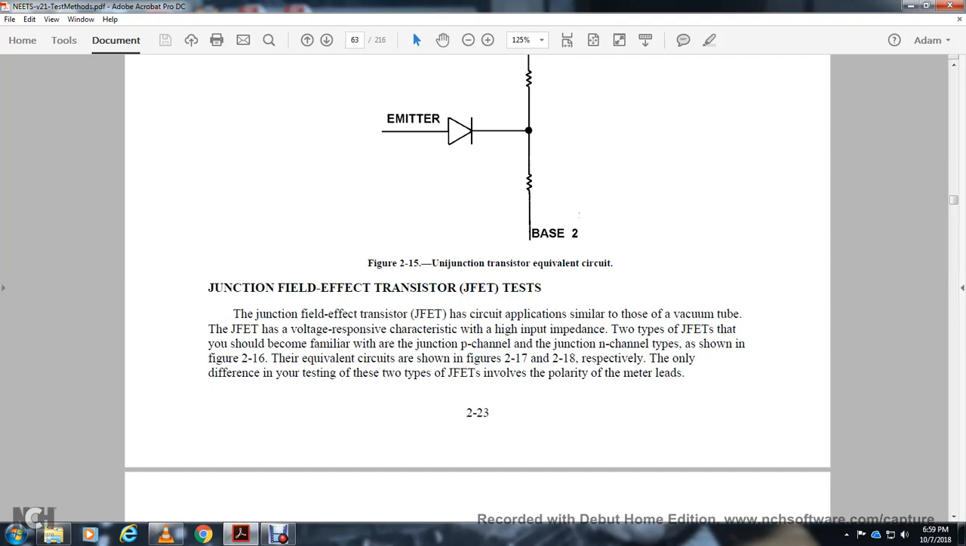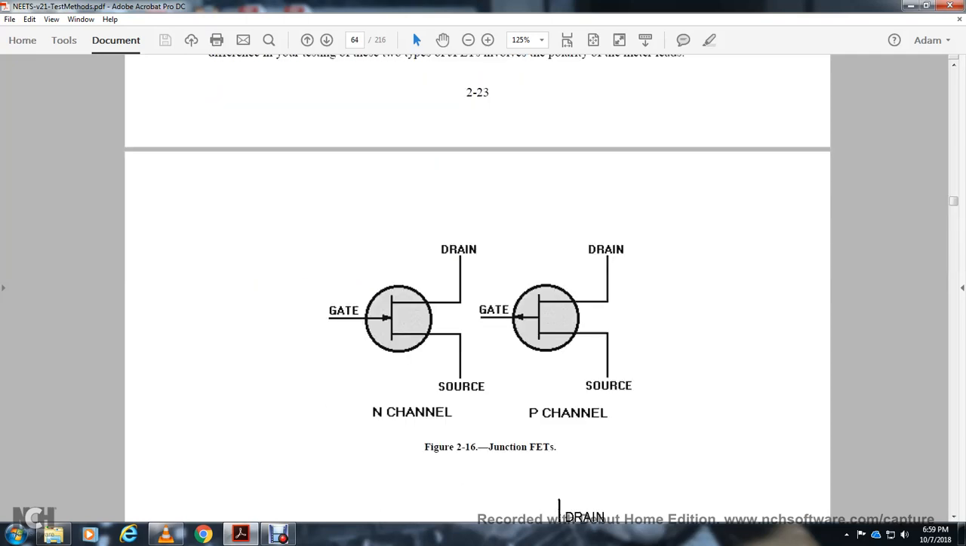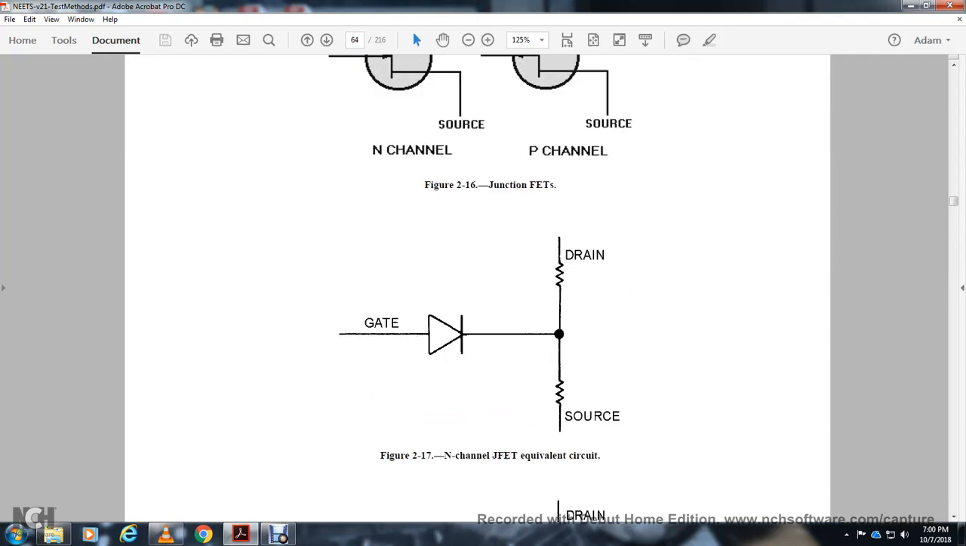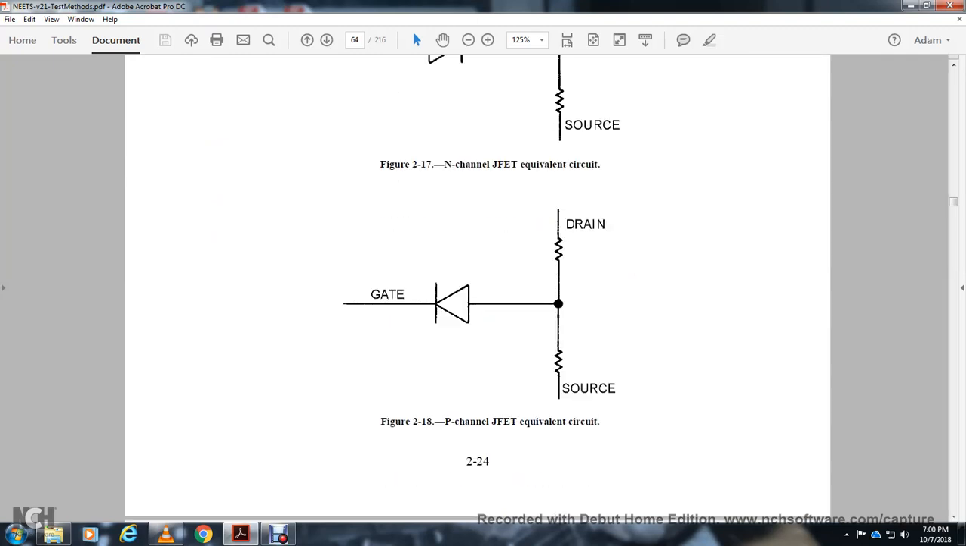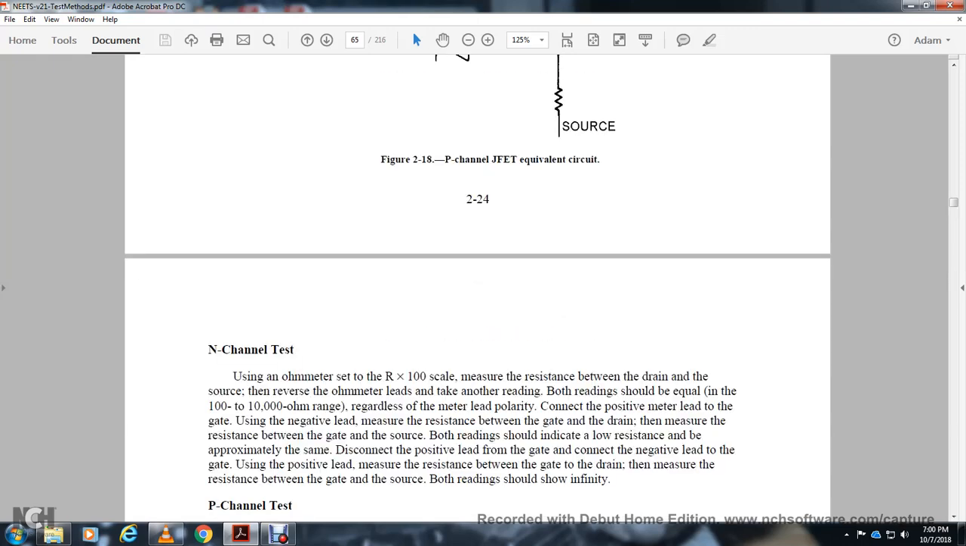The equivalent circuits are shown in figures 217 and 218 respectively, the only difference being the type of the two junction field effect transistors and the inverse polarity of the meter leads. They show gate, drain, and source for the negative channel, and gate, drain, and source for the positive channel. Negative junction field effect transistor circuit: drain, source, gate. Positive junction field effect equivalent.